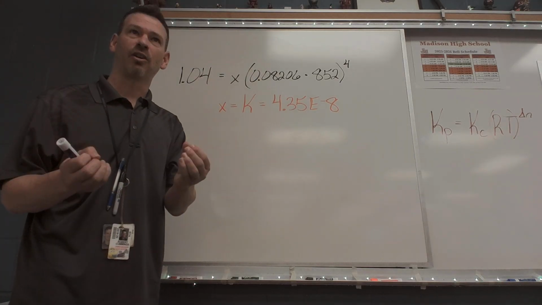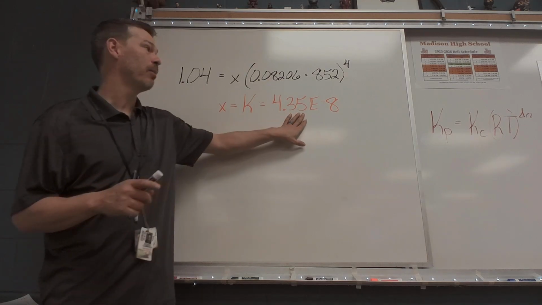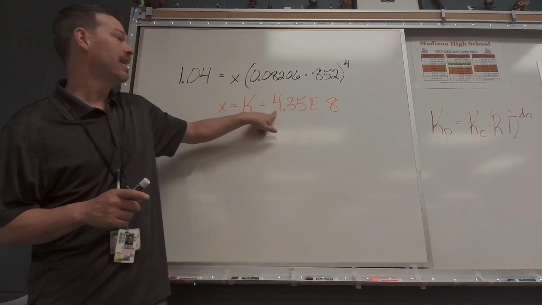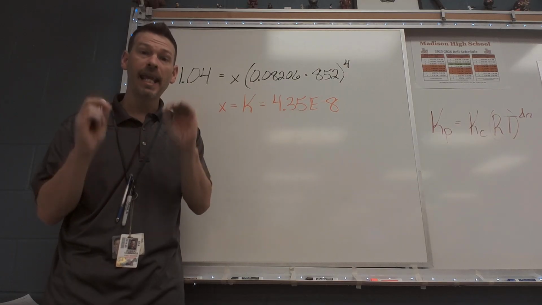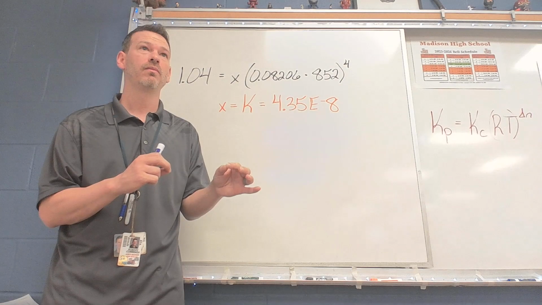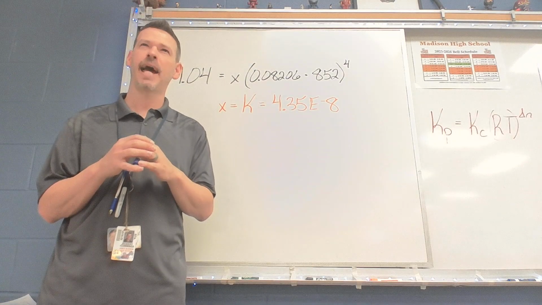I disagree. It is not favored forward because this number, you see the E negative 8? This number is less than 1. If K is less than 1, it's favored in reverse. So we are favored towards the reactants, yeah?